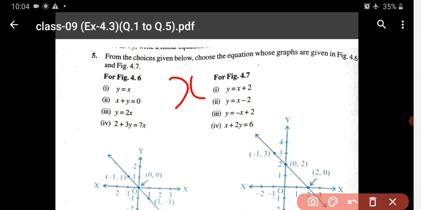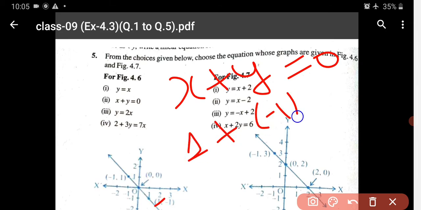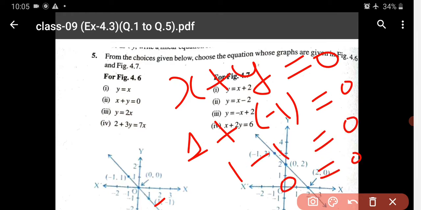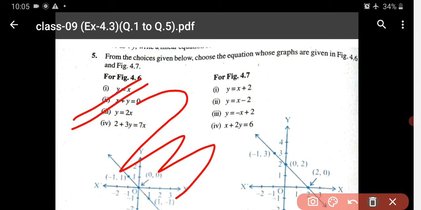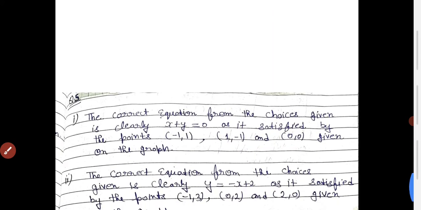Now check the last point, x plus y is equal to 0, right? In place of x you have to put 1 and in place of y you have to put minus 1. Now just check, 1 minus 1 is equal to 0, that is 0 is equal to 0. It means that the second equation satisfies this point also, this point also, this point also. This means that this equation is correct. Second part is correct.